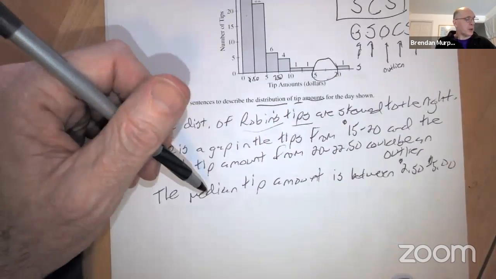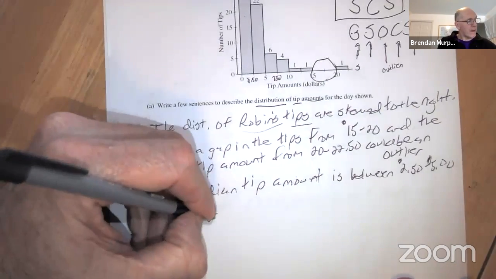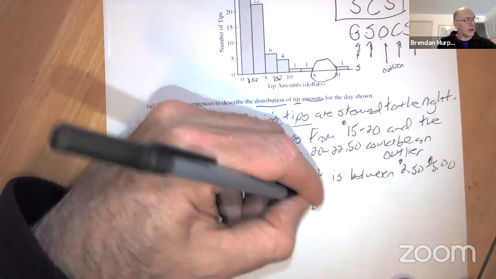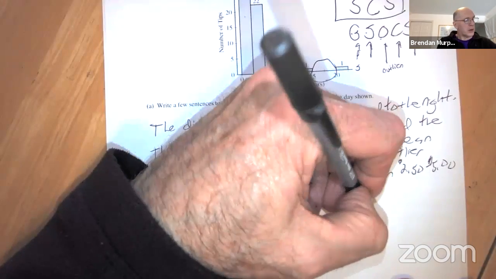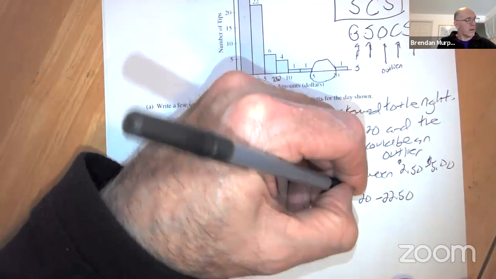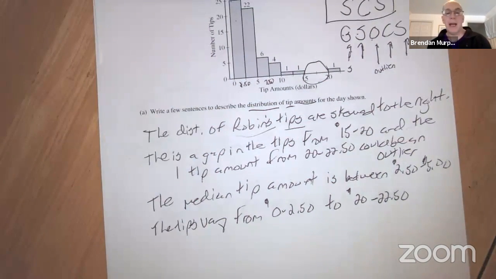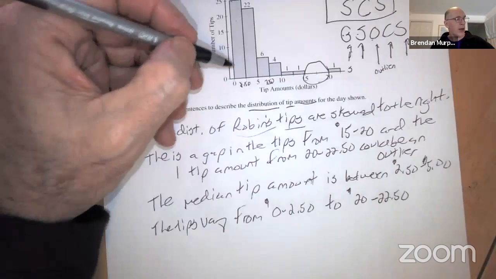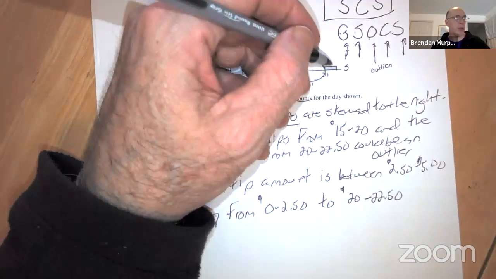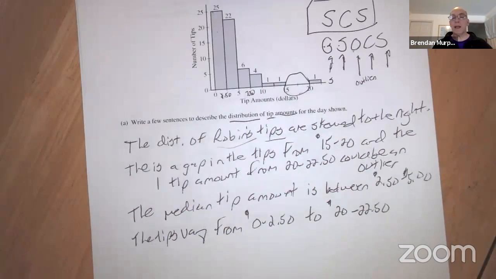And so let's talk about spread. The tips vary from 0 to 250 to 20 to 22.50. And that's one way to talk about the spread of the data. Again, I don't know exactly where those 25 tips lined up from 0 to 250, and I get it, I don't know that, but I've somehow talked about the spread of my data. So that's it. That's part A.